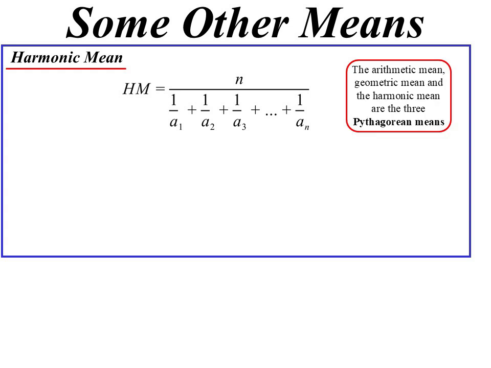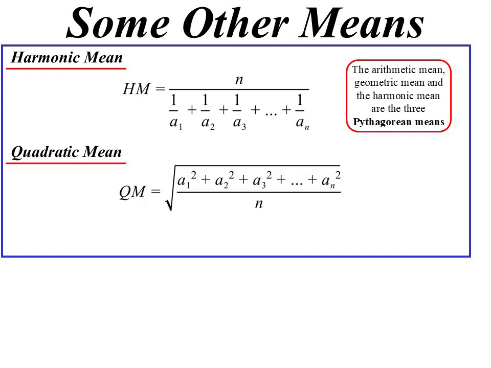These three means have a relationship. So the arithmetic mean, the geometric mean and the harmonic mean are the three Pythagorean means. Then we have this thing called a quadratic mean.